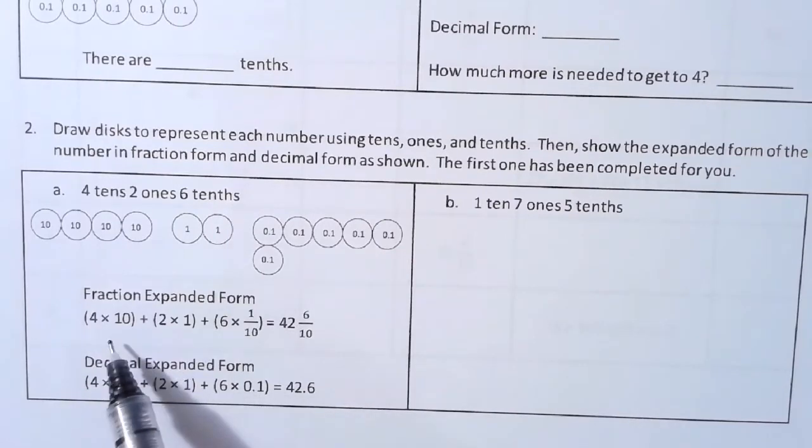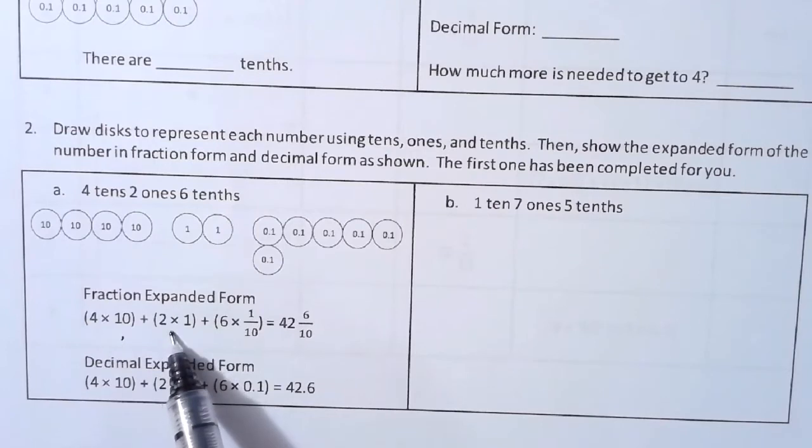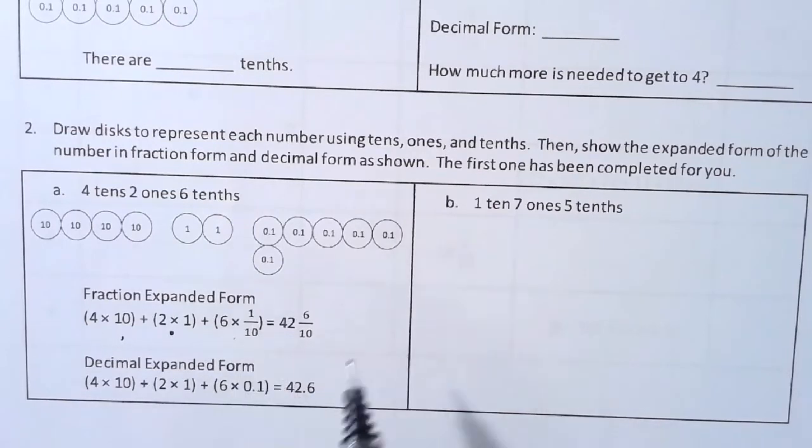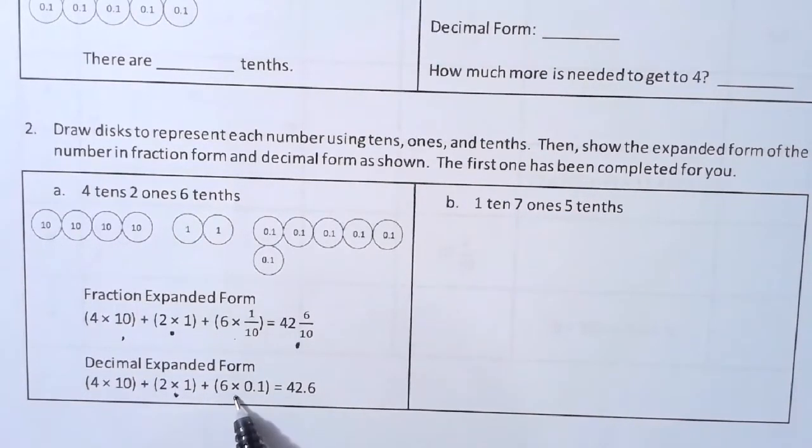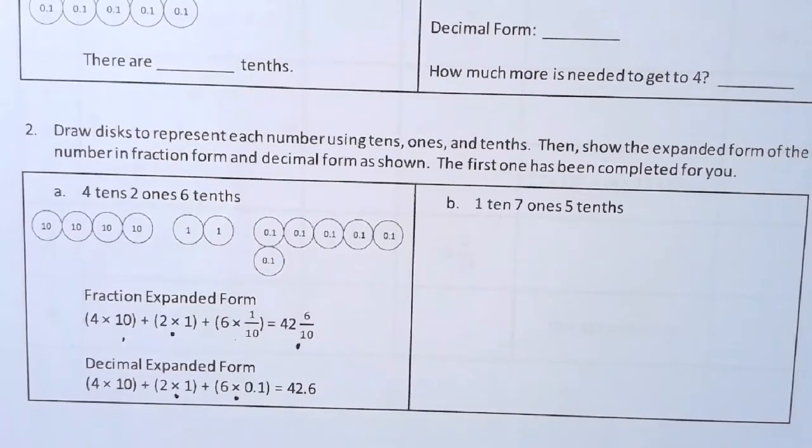Look how the fraction expanded form is written. 4 times 10 plus 2 times 1 plus 6 times 1/10 is equal to 42 and 6 tenths. And then we have our decimal expanded form. We have 4 times 10, still looks the same, 2 times 1, 2 ones, and then 6 times 0.1 or 6 times 1/10. And 6 times 1/10, you're being introduced to multiplication of decimals, and a whole number would simply be 0.6. Let me show you how that looks.